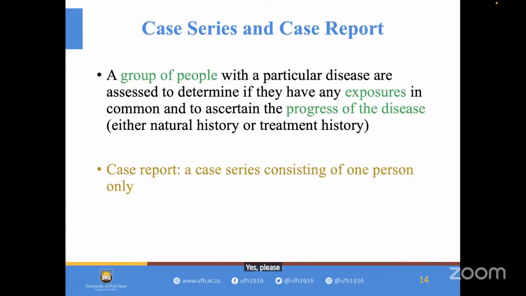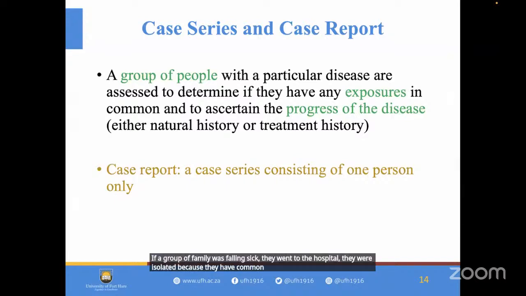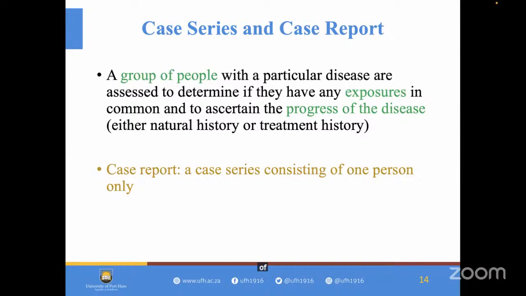So I was saying a typical example I usually give is the Ebola outbreak. And I did mention, if a group of family was falling sick, they went to the hospital, they were isolated because they have common symptoms of fever, headache, vomiting, and the likes. So they asked questions. They were able to keep numbers of people who were sick at that time, about 20-something of them. So that's a typical case series of people having a common type of disease. They don't want to know what exposure led to that particular disease or events.